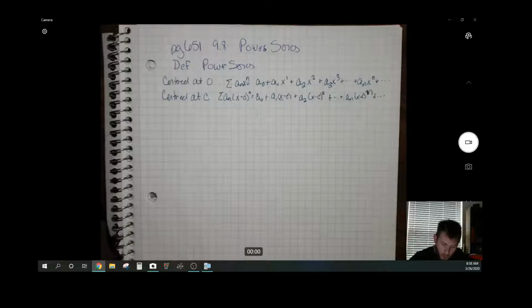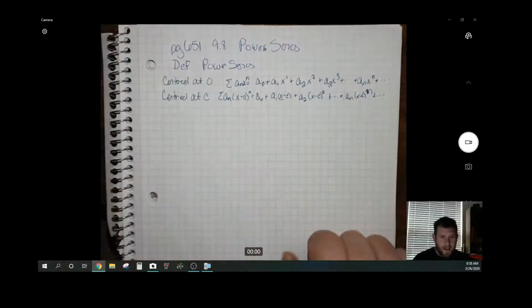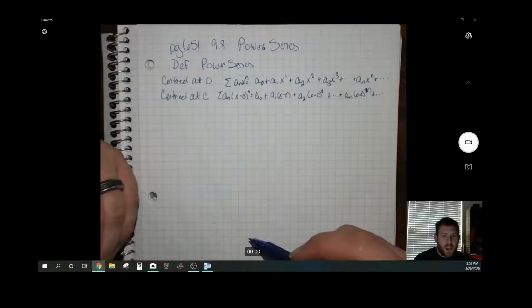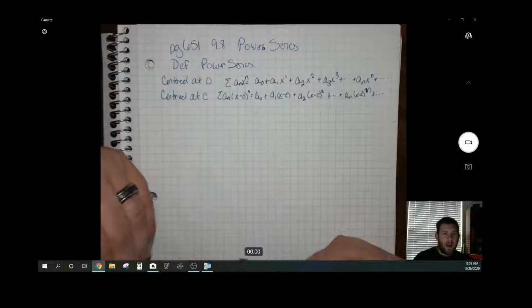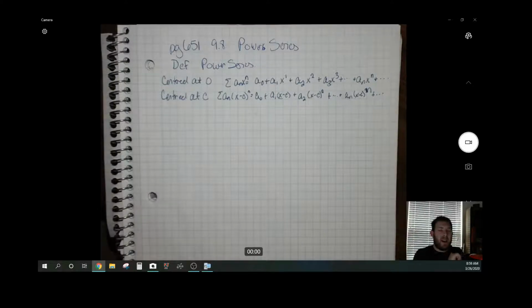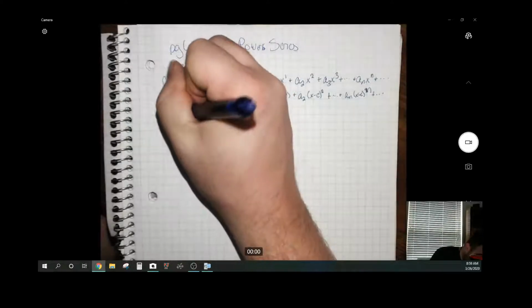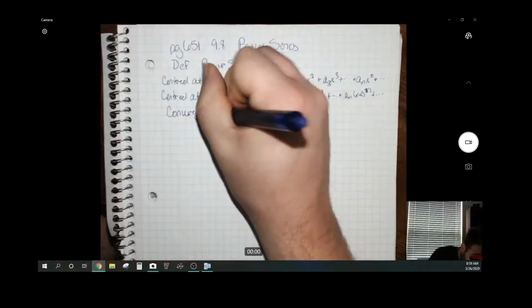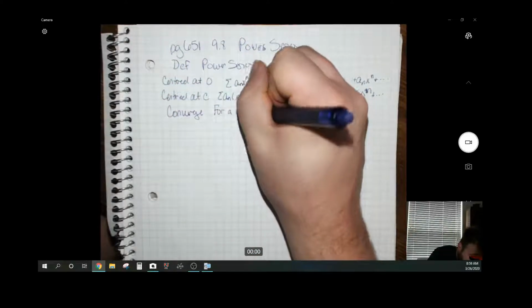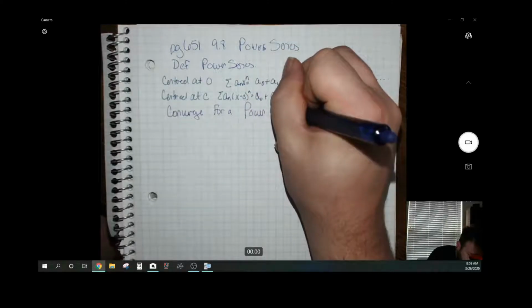Because we're going to have these things with the values of x on them, our goal is to define values of x at which the series converges. So let's go ahead and do that. Let's go ahead and define what it means to converge for a power series.